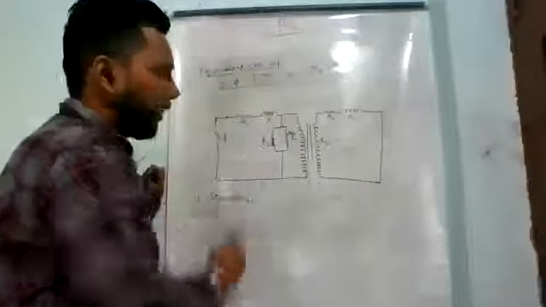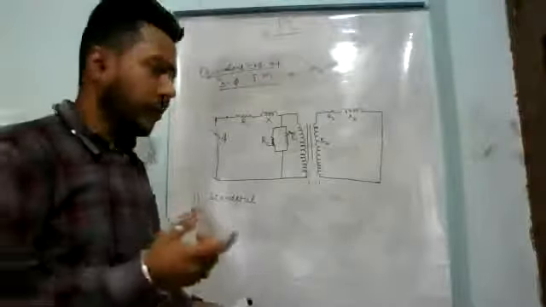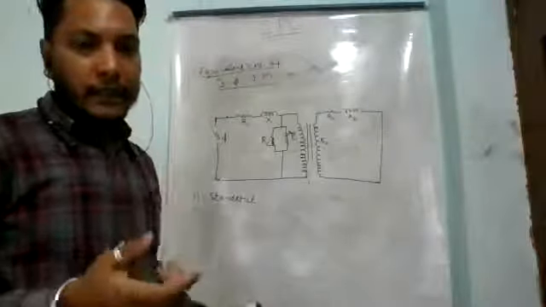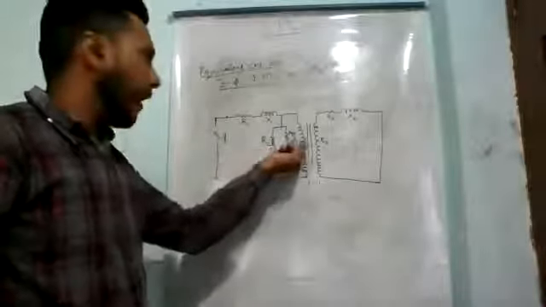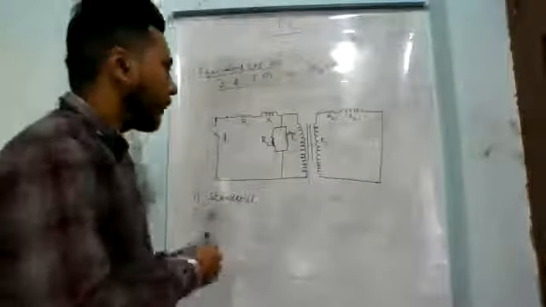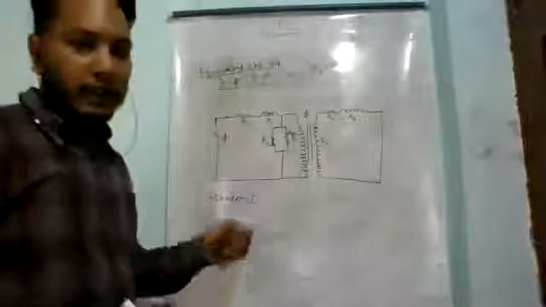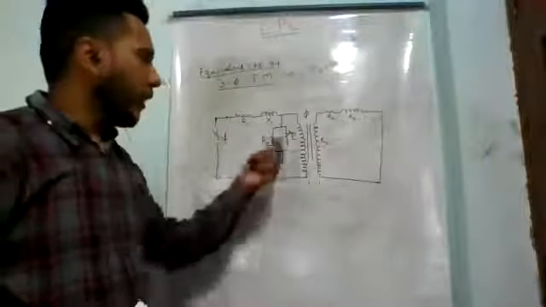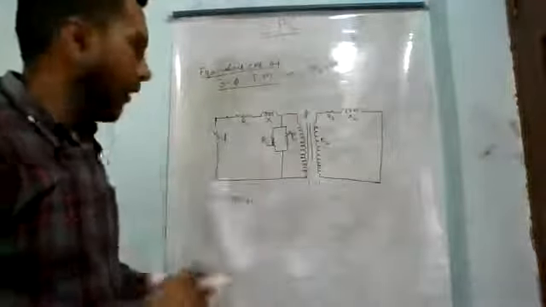Now, what is this RC? RC represents the core losses. As we know, there is the core on which the stator winding is placed. RC represents the core losses, and this XM represents the magnetizing reactance, which is responsible for generation of flux in the core. The function of the magnetizing reactance is to generate a magnetic flux in the core.